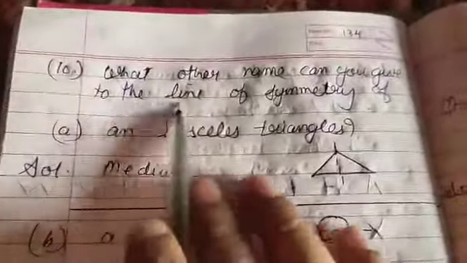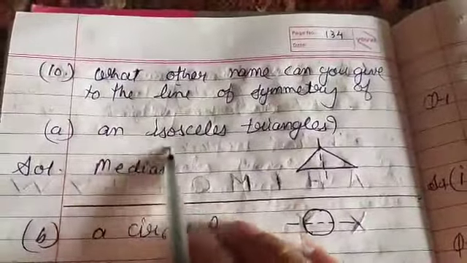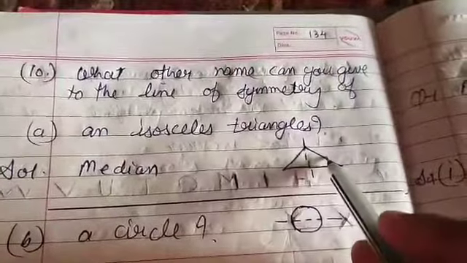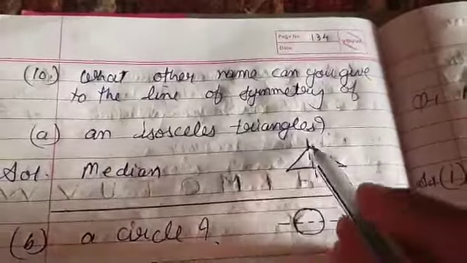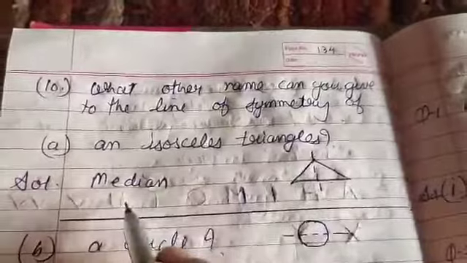In that, the 10th one: what other name can you give to the line of symmetry? For an isosceles triangle, an isosceles triangle means 2 sides are the same. When you draw a line of symmetry, what other name can you give? You can call it a median, which divides a triangle into 2 equal halves. It is known as a median.